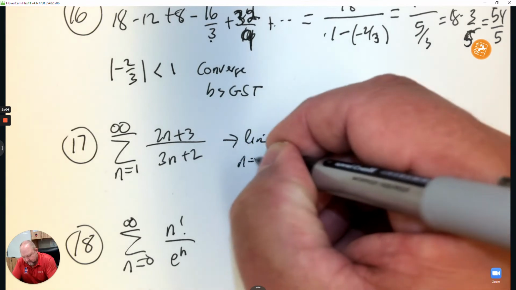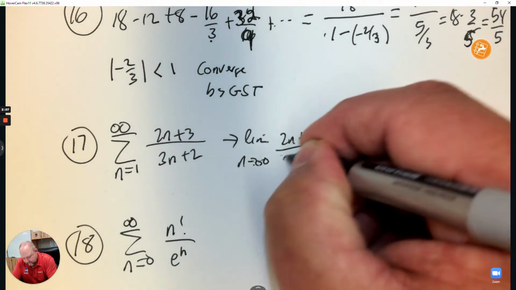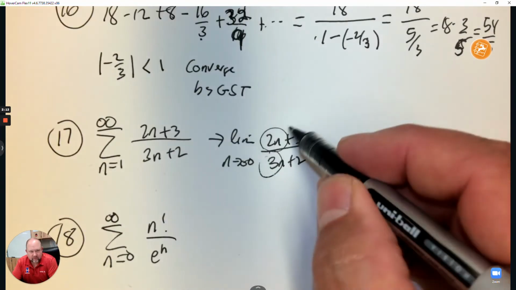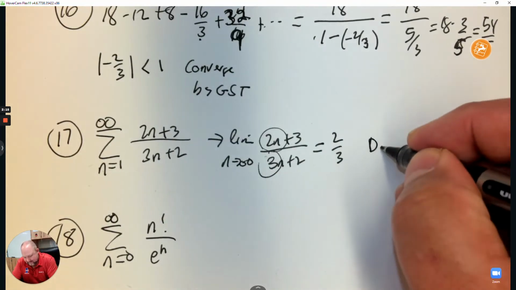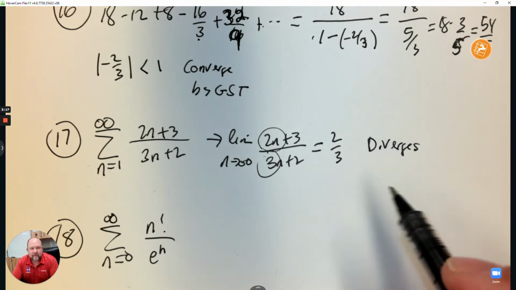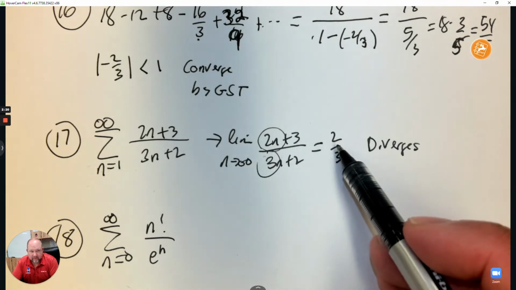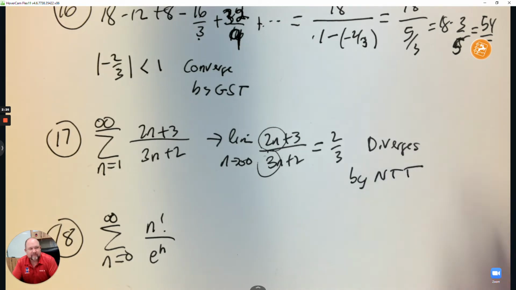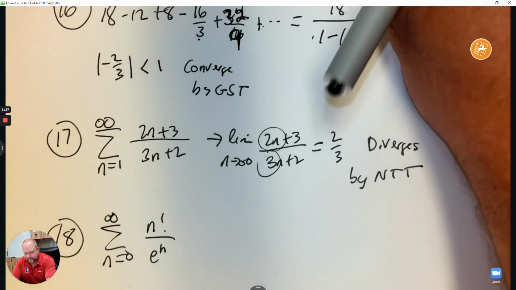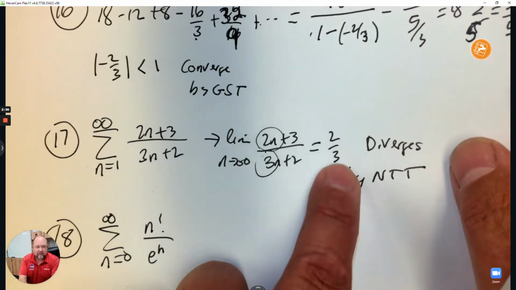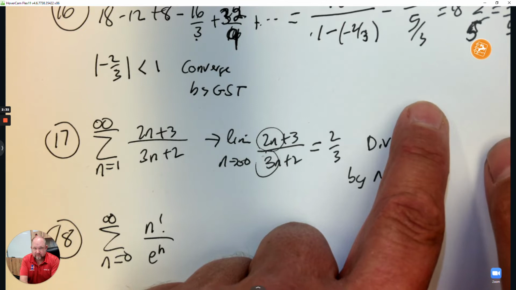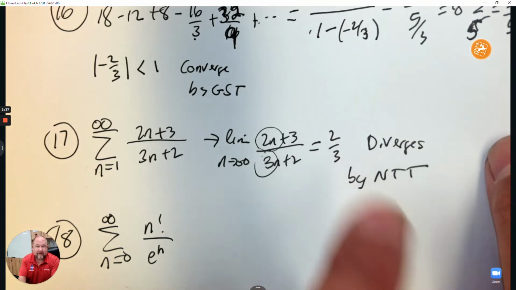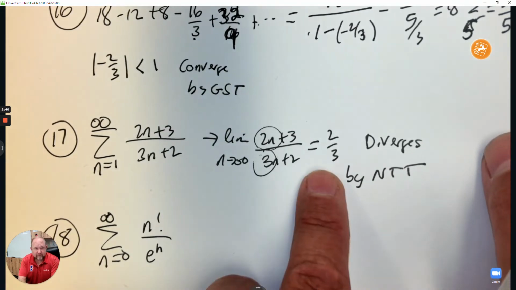The limit as n approaches infinity. Use the power terms. They're equally powerful, so it's 2/3. So it diverges. If the limit is a number other than 0, it automatically diverges. Why? By the nth term test. We're going to learn that if it's 0, it might converge, it may not. But absolutely, if it's not 0, it can never converge. If it is 0, it might converge, and we'll go from there.